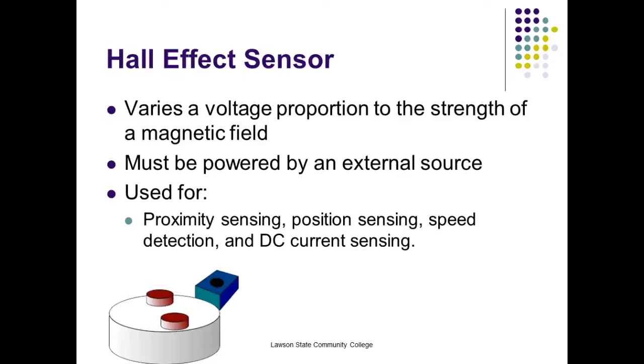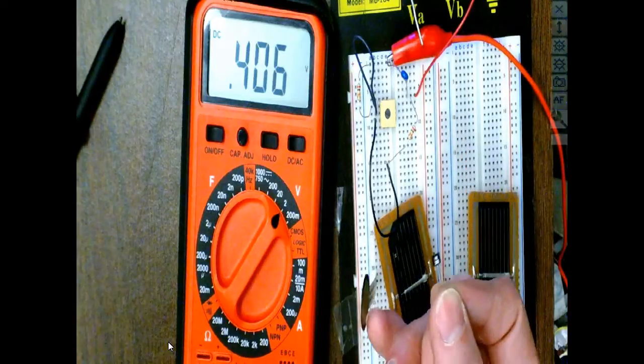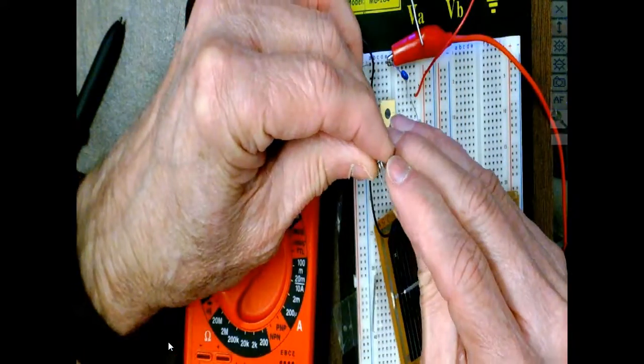We use these for proximity sensors, position sensors, and speed detection, and also to sense a DC current. If you've got a clamp-on ammeter that can measure DC current, then this right here is a Hall effect sensor. These guys are going to be different things, and fairly small, depending on how much current they're going to measure. Now, this is our Hall effect sensor. It's got 3 leads on it, but it's an integrated circuit.